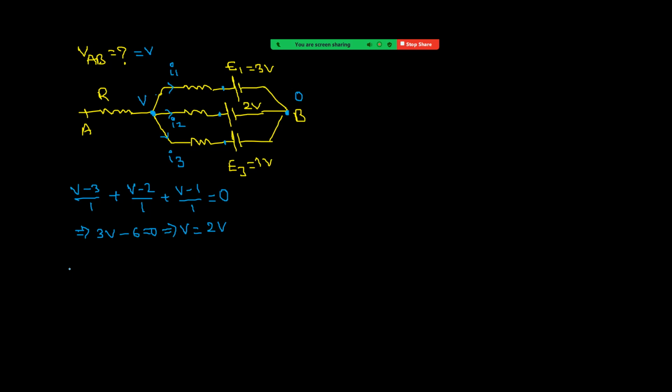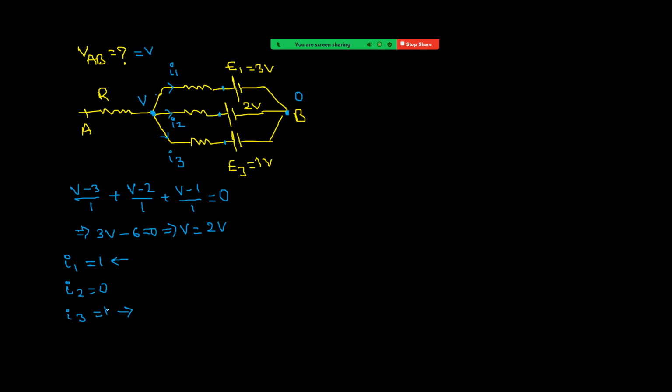So from this we can write I1. We got 2 volt here and this is 3 volt. This is the high potential, so current flows to the left side, not the right side. The potential difference is now 3 minus 2, that is 1, so 1 by 1 gives 1. The direction of current is left side. Next, I2 value is 0 because 2 minus 2 is 0. Next, I3: 2 minus 1 is 1. The direction we have taken is left side.